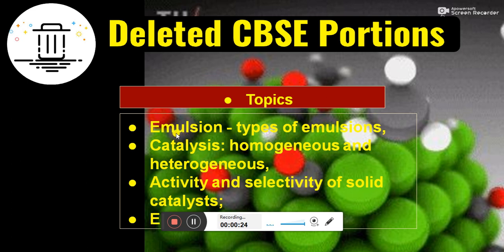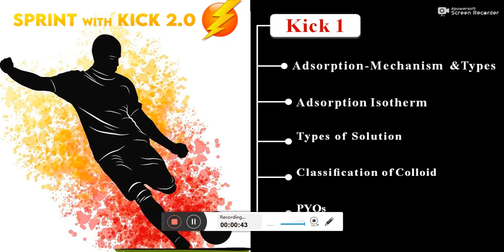First, remember that emulsion is deleted, catalyst is deleted, homogeneous catalyst and heterogeneous catalyst are deleted. Activation energy and selectivity of catalyst are also deleted. Enzymes are also deleted. Now let's move on to our concept.